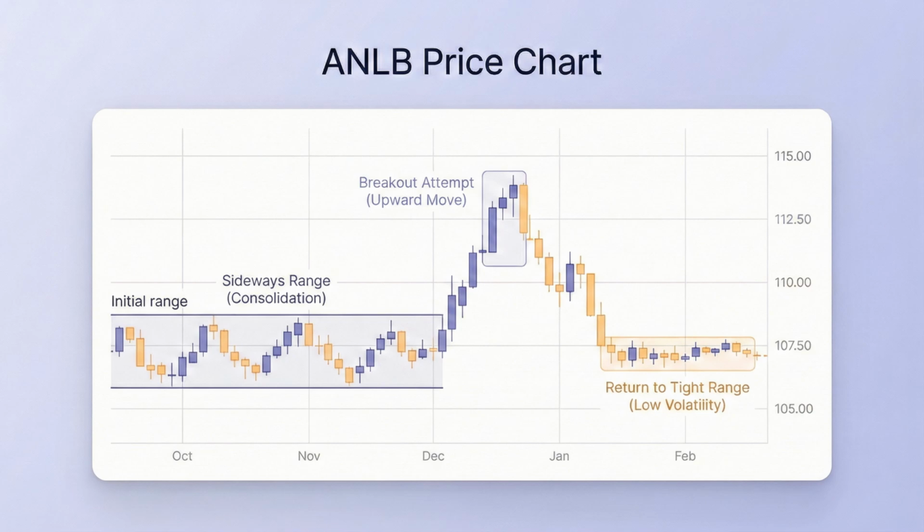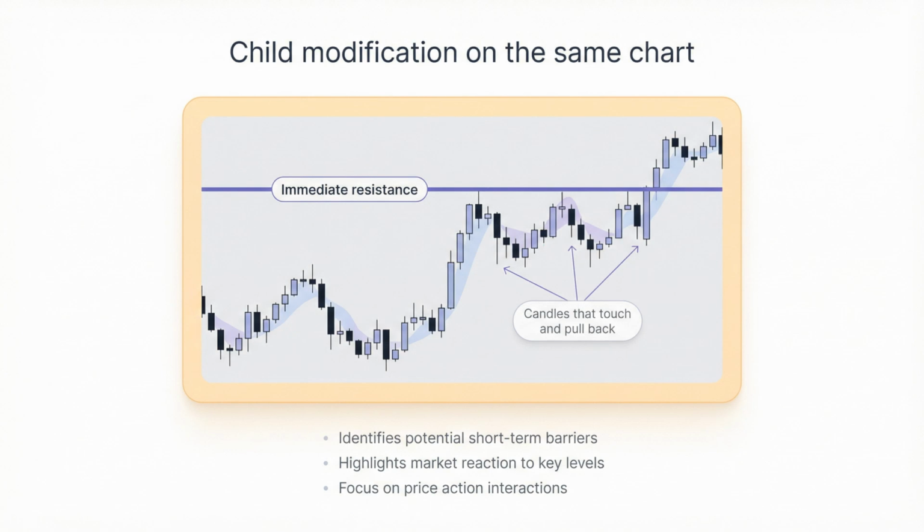By marking the range high and range low, the instructor is creating the reference frame. Any move above the range high is breakout behavior, but the trade still needs confirmation from what happens next, especially around nearby resistance zones. Next, the chart is annotated with an immediate resistance level above the range. This becomes the key obstacle after the breakout.